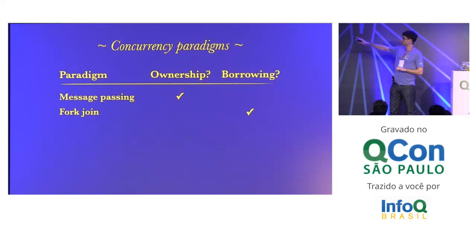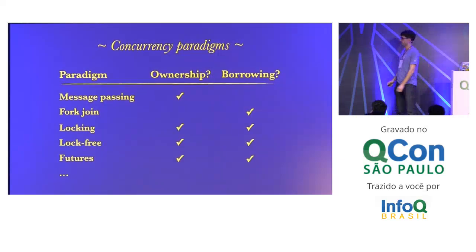So now we saw that using borrowing and fork join, we get a really nice match. And there's a whole bunch of other parallel stuff I won't talk about, but you can do all these other kinds of things too in Rust.